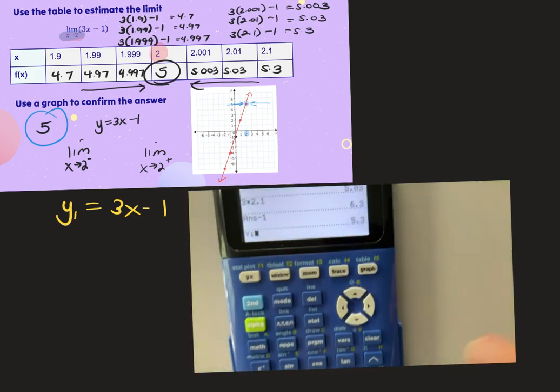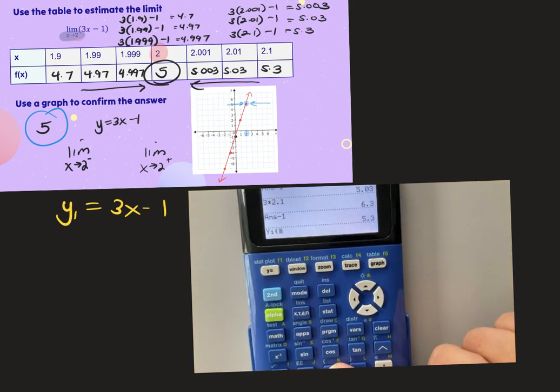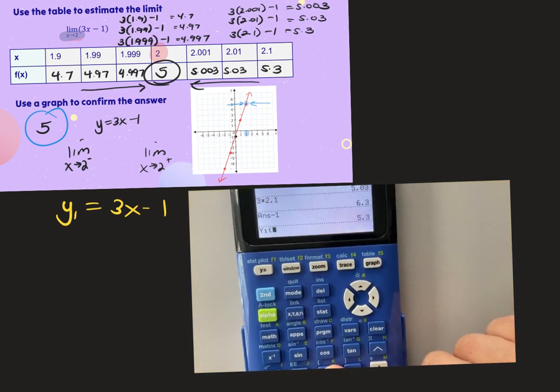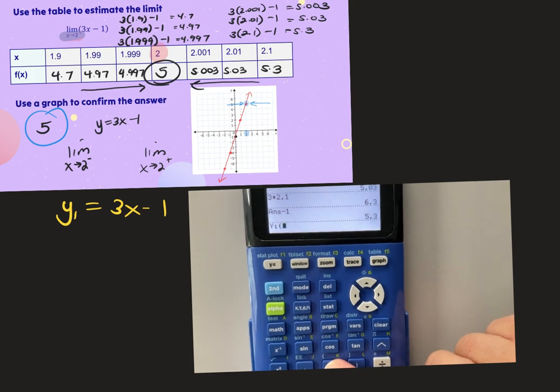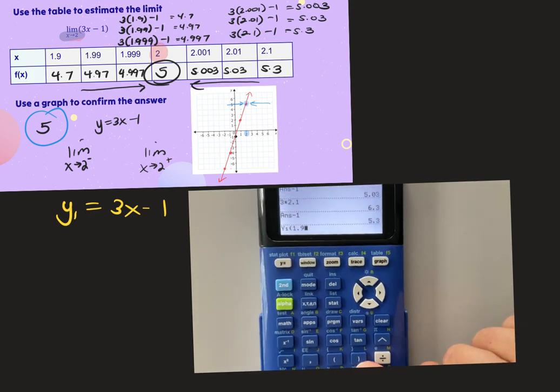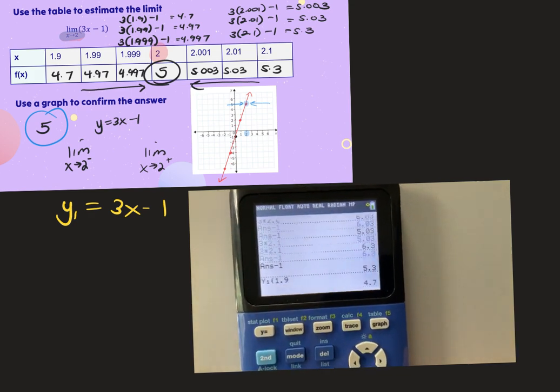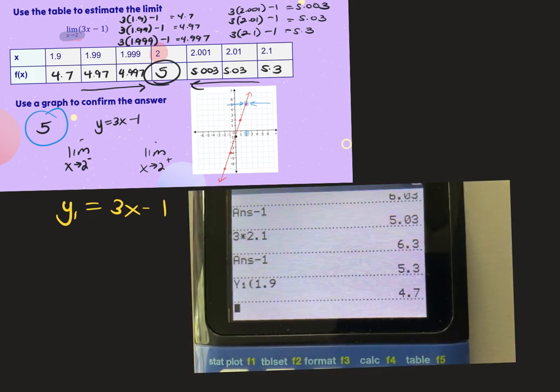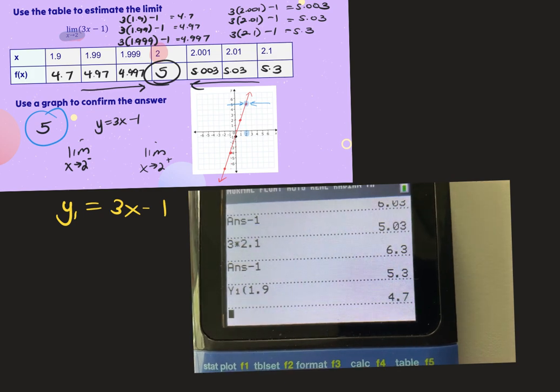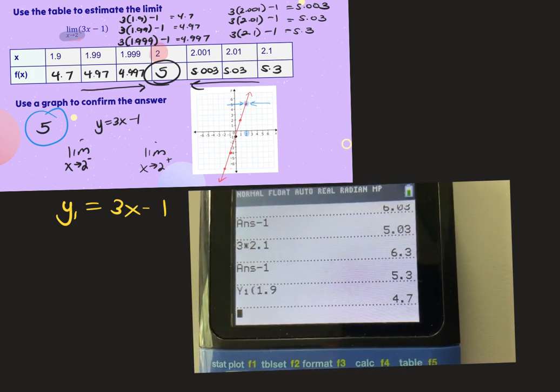And then I'm going to open my parentheses. You have to do the parentheses, otherwise it tries to multiply it times the value. So open the parentheses, type in what I'm plugging in. So I'm going to do 1.9. You don't have to close your parentheses at the end. You can just hit enter, or you can close your parentheses. But if I hit enter, it's going to give me the value of that function at 1.9.